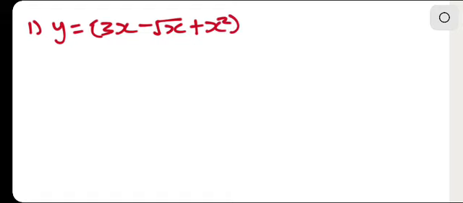Let's say you're given this. They've already done that step for you. It is no longer necessary to substitute. So we have to find dy over dx. Now, what did I say? We differentiate the whole of this.